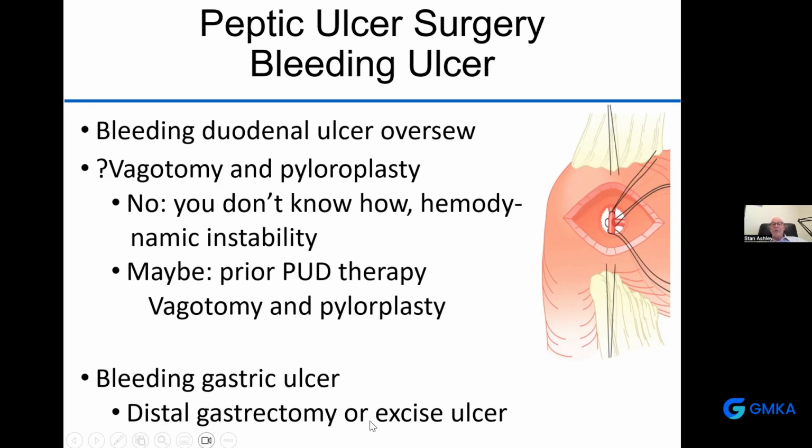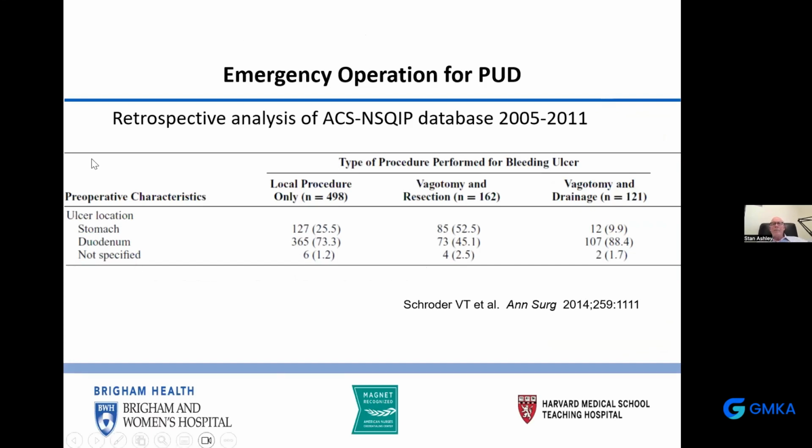Bleeding gastric ulcer, excising the ulcer for sure. Maybe if you think the patient is not the worst risk or too hemodynamically unstable, thinking about gastrectomy to include the ulcer. So this is the big American College of Surgeons database looking at outcomes. And you can see by 2005, with H. pylori treatment and everything else, an awful lot of patients were getting, even with gastric ulcers, just local excision, with duodenal as well, many more than a definitive ulcer operation.